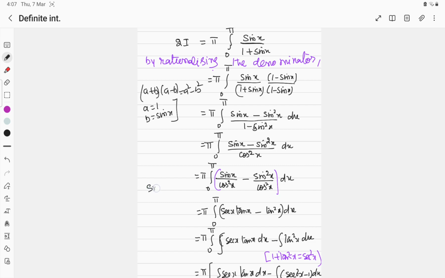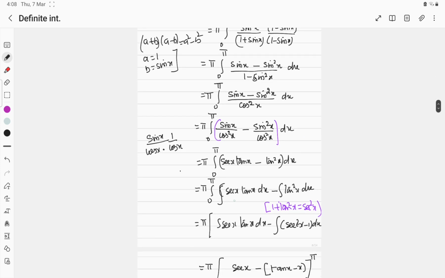Here sin x by cos x into 1 by cos x: sin by cos is tan and 1 by cos is secant x. Therefore it becomes integral 0 to pi of secant x tan x minus tan squared x dx. We know that 1 plus tan squared x is equal to secant squared x, so tan squared x becomes secant squared x minus 1.